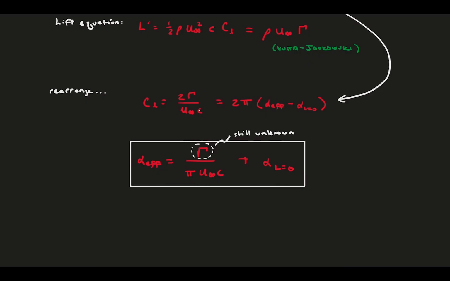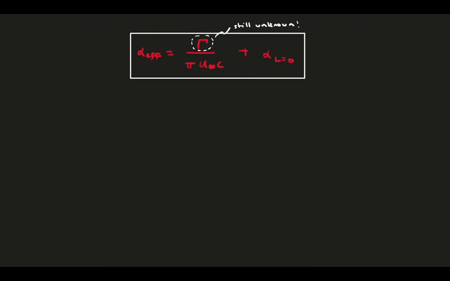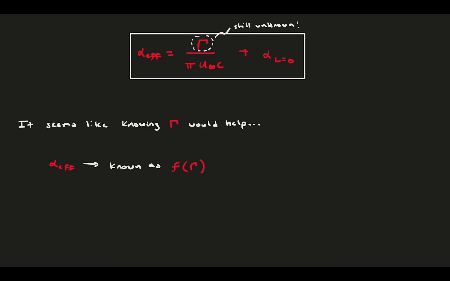After all this, you might be seeing a trend. It'd be really helpful if we knew this gamma distribution. And if we're creative, we can derive an expression for it. Right now, we know the effective angle of attack as a function of gamma, and we also know the induced angle of attack as a function of gamma.